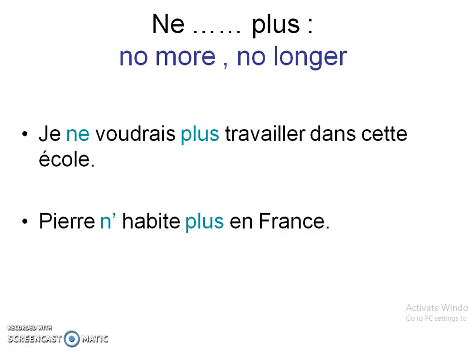There are some words which do not have opposites but are used depending on the requirement of the sentence. Je ne voudrais plus travailler dans cette école. I no longer want to work in this school. Or I no more want to work in this school. I do not place the pas. Instead of the pas, I place the plus. And it will always be made negative with the conjugated verb and not with the infinitive. Pierre n'habite plus en France. Peter no more lives in France.